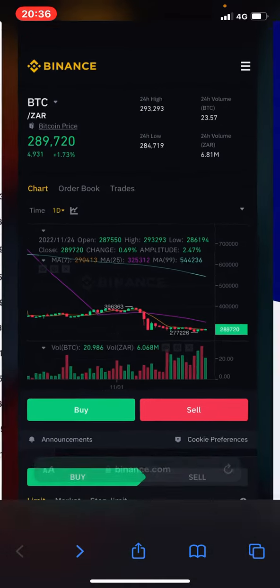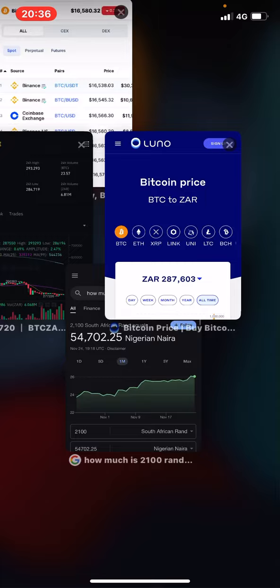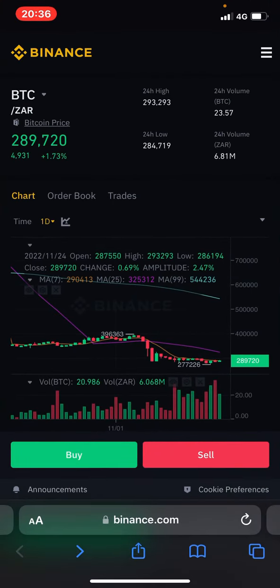So it's more profitable for you to buy on this platform than to send over to Binance to do this.